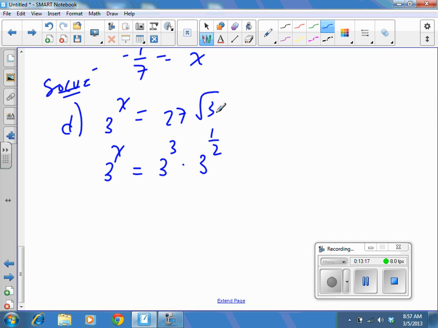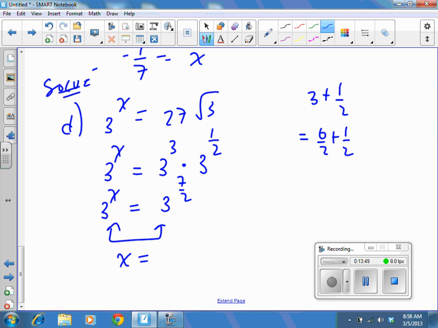That is a little tricky if you didn't take grade 10 and didn't learn that little conversion, how to write a radical as a power, but we went over that, right? Yes. Okay. So now on the right side, when the bases are the same and you're multiplying, add the exponents, 3 plus 1/2. That's a little tricky. Just kidding. So 6/2 plus 1/2 is 7/2. When the bases are the same, you can equate the exponents, so x is equal to 7/2. Good.